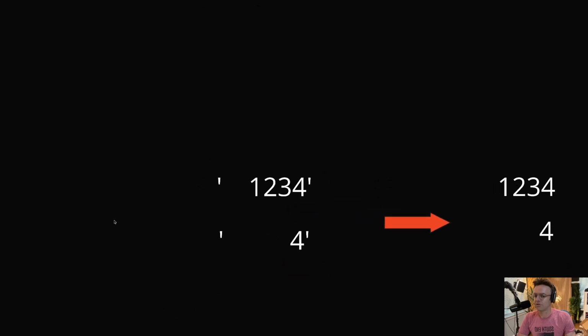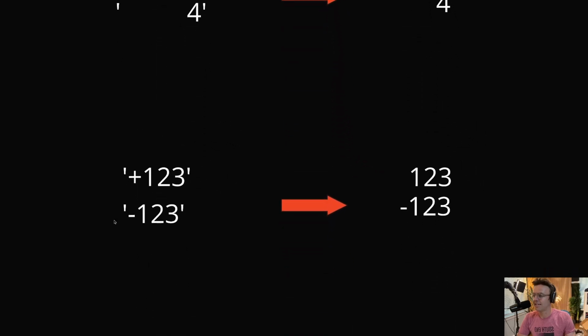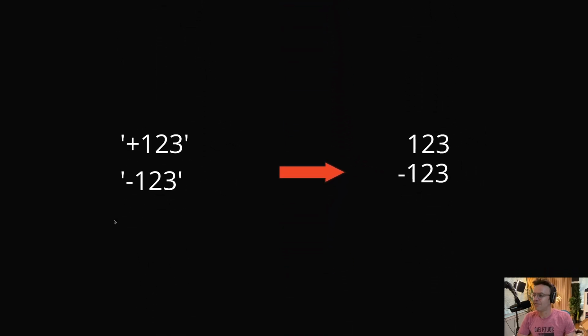First things first, you can't have leading white space. Any leading white space, go ahead, chop it off. Second thing, you cannot have a plus sign at the beginning of positive numbers. They're going to give you a plus sign. You want to get rid of the plus sign. But if there is a negative number, you want to leave the negative.